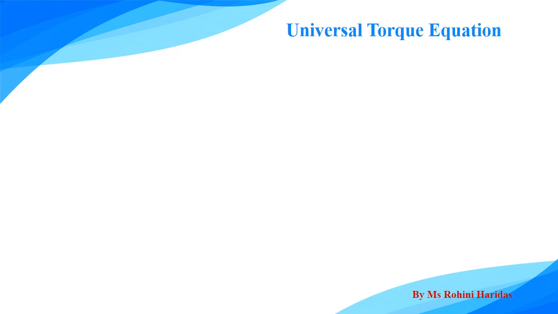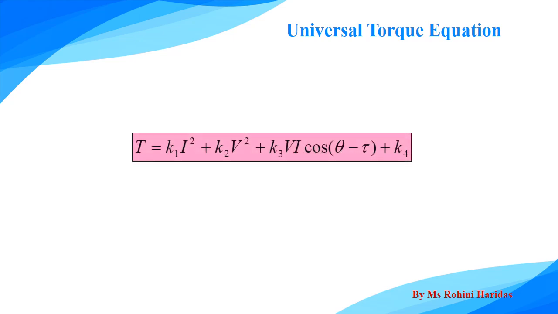Now let us see the universal torque equation. We know that most of the protection relays consist of some arrangements of electromagnets, which carry a current coil, voltage coil, or a combination of both. The operation of such a relay is explained with the help of the universal torque equation, and it is given by T is equal to K1I square plus K2V square plus K3VI cos theta minus tau plus K4.